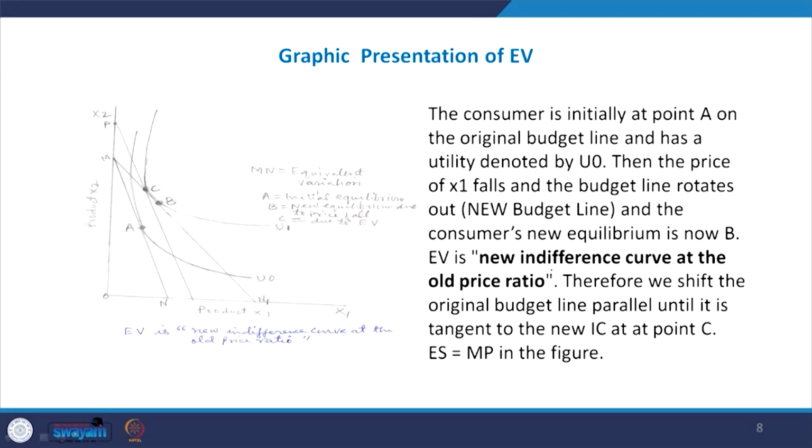Okay. Now, equivalent variation is the new indifference curve at the old price ratio, just opposite. In that case, you can see the initial indifference curve at the new price ratio. So, compensated variation is where the initial consumer is at the initial indifference curve at the new price ratio, but just opposite is the equivalent variation, where the consumer reaches a higher level of indifference curve without change in the price.